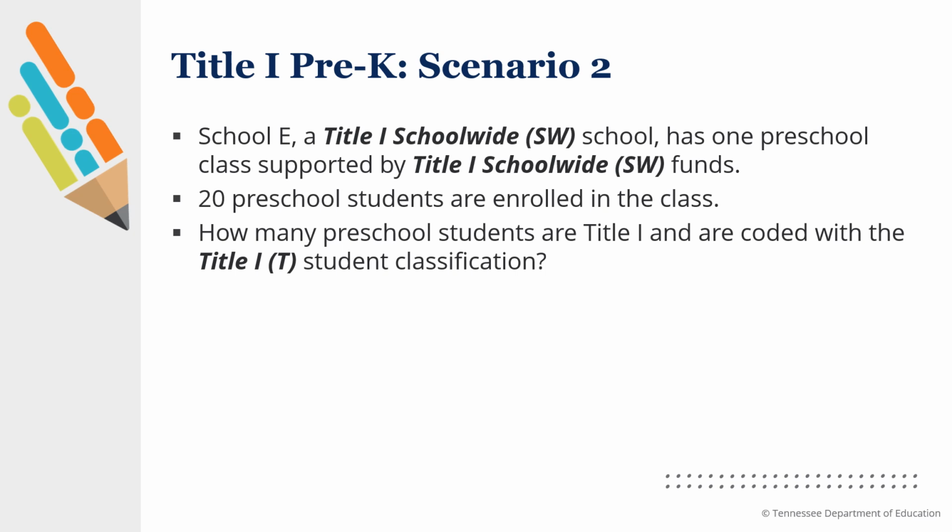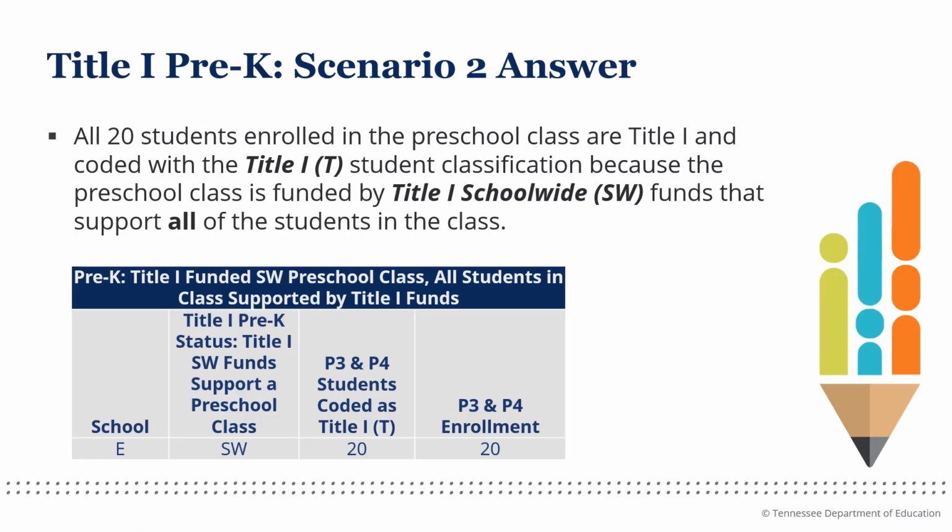Pre-K scenario 2. School E, also a Title I school. It has 1 preschool class supported by Title I school-wide funds. 20 preschool students are enrolled in the class. How many preschool students are Title I and coded as Title I-T? The answer: all 20 students enrolled in the class are Title I and coded as Title I-T because the class is funded by Title I school-wide funds that support all of the students in that preschool class.